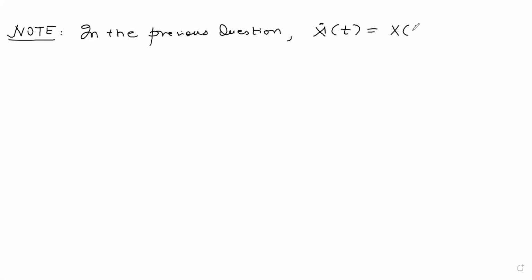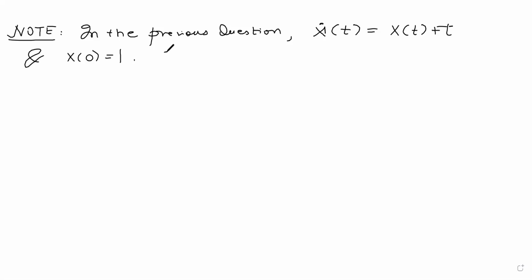Clearly you can see that in the previous question, x dot itself was a function of t, which I can write as x as a function of t plus t. Remember, my differential equation in the previous question was x dot equal to x plus t. Now x dot itself is a function of t and x also is a function of t, and we were given that x of 0 is equal to 1.